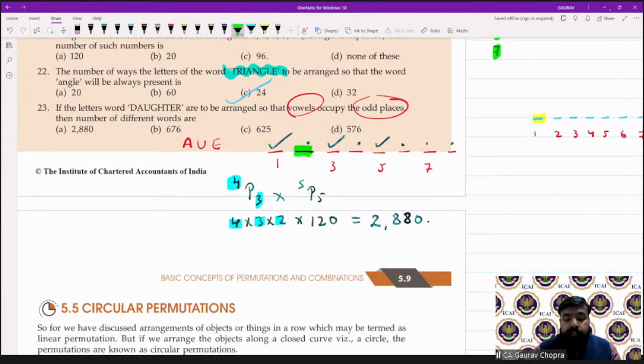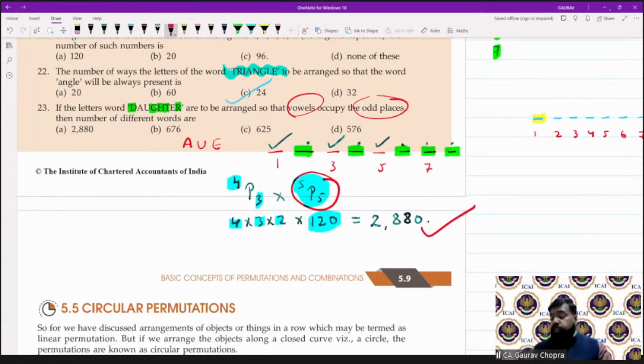So the remaining places are 1, 2, 3, 4, 5. And what about the remaining alphabets? D, G, H, T, R. So 5 alphabets are there, 5 positions are there. So they can be arranged in 5P5 ways. So 5P5 is how much? 120. So we can multiply all of them and get the result as 2880.